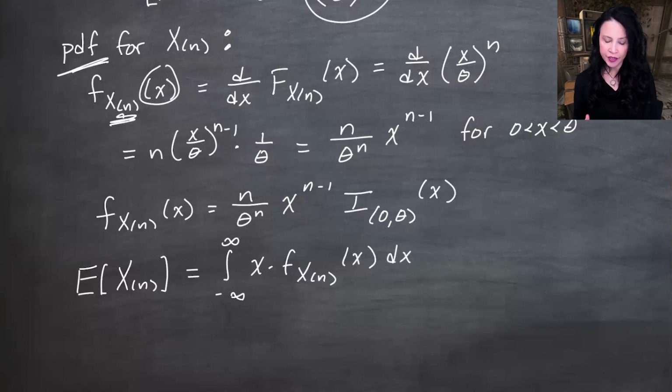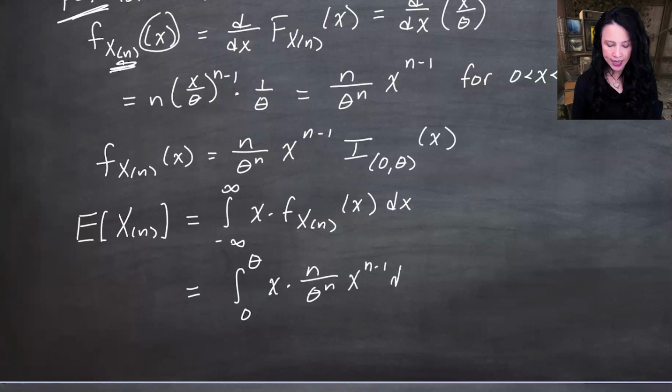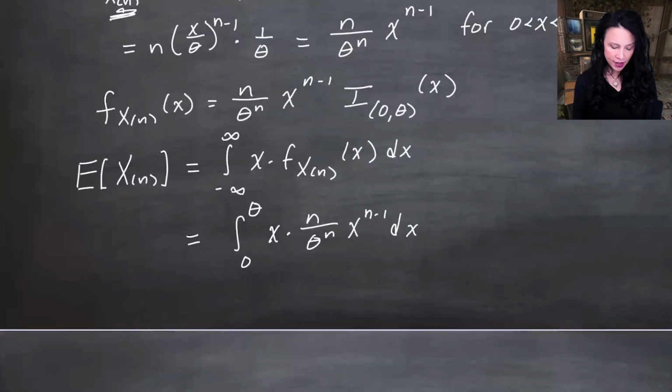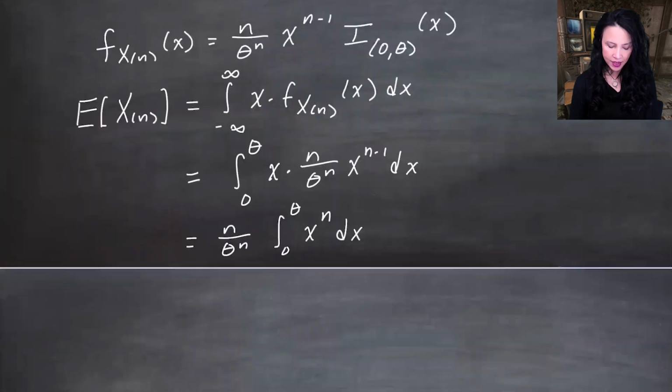And then that PDF is 0 in a whole lot of places. So the indicator is going to cut us off from 0 to theta, and we'll get x times n over theta to the n, x to the n minus 1 dx. And I will pull those constants out. And I've got 0 to theta. I'll combine the x's, x to the n dx.